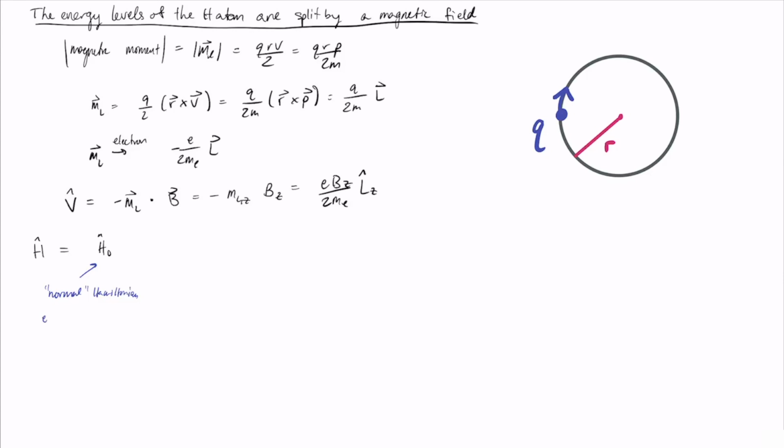Or also referred to as the electric Hamiltonian, because it only includes electric terms. And then we're going to add to this the term that we just derived for the energy in the magnetic field, which will give us e times Bz divided by 2me times Lz hat. This second term we refer to as a perturbation, meaning that we're disturbing the system in some way by a magnetic field.